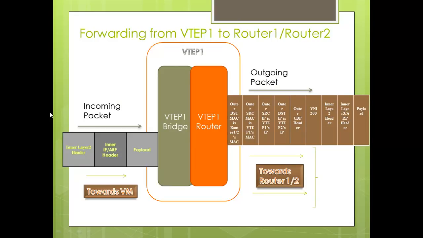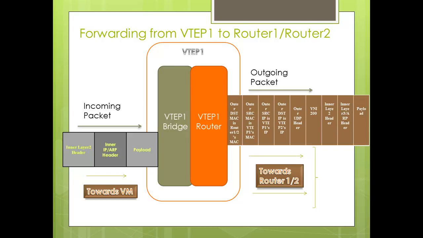We can see here the original frame, which has an inner layer 2 header and an inner IP or ARP header. In our case it is ARP, hence the payload won't come into the picture. It will encapsulate the packet, and we can check that the outer destination MAC address is set to router 1 or 2's MAC address. The outer source MAC address is VTEP1's MAC address. The outer source IP is VTEP1's IP. The outer destination IP is VTEP2's IP, and the VNI in the VXLAN header is set to 200. The rest of the packet won't get changed.